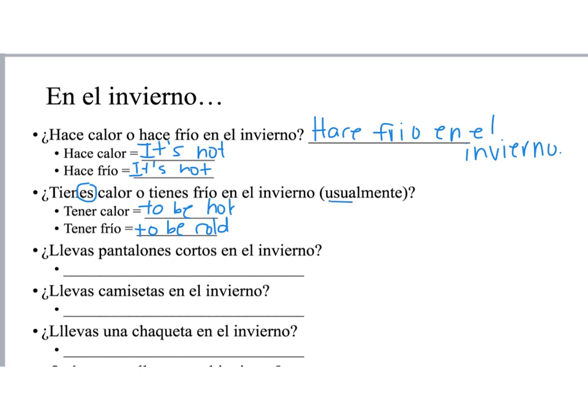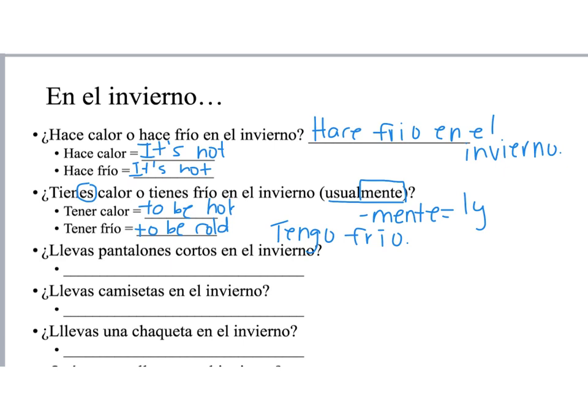And I added this word usualmente. I like to point out that words that end in mente, we've seen this before, this suffix, this ending of words, is equal to the English ly ending. So usualmente means usually. So ¿tienes calor o tienes frío en el invierno? Usualmente? Well, you can answer that. I guess I didn't leave you a line here, but you can come down here and answer it. You can say, en el invierno tengo frío. At least I do. I'm usually cold in the winter. Okay? Now let's go on down.